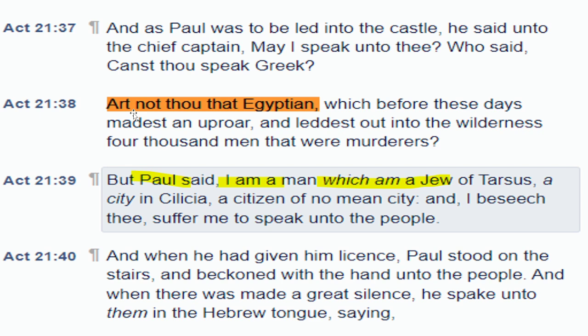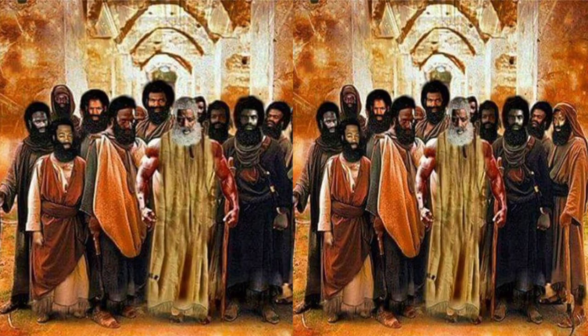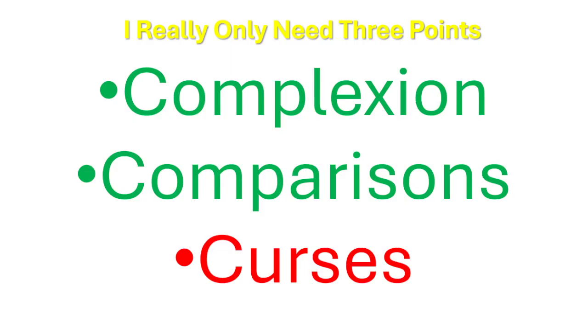This is what Paul says, Acts 21:39. But Paul said, I am a man which am a Jew of Tarsus, a city in Cilicia, a citizen of no mean city, and I beseech thee, suffer me to speak unto the people. So Paul corrected him. No, I'm not an Egyptian. I am a Jew. Right? Again, Paul was mistaken for an Egyptian. Right? So that's that. We got the comparison angle. We could check that off, the comparison angle.